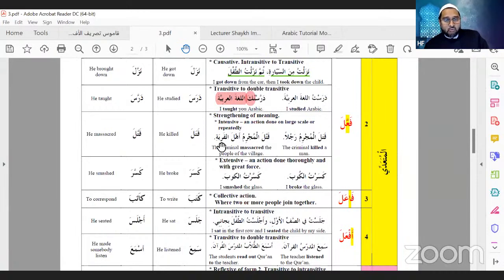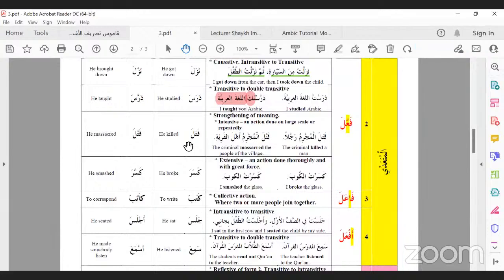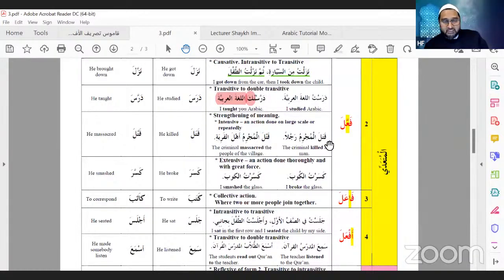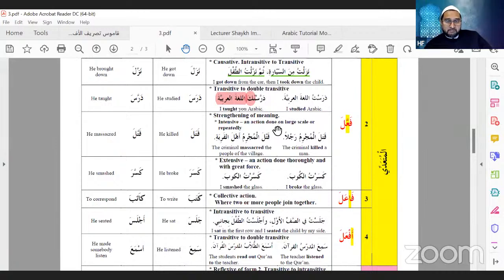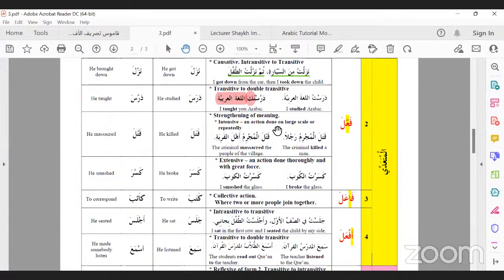So over here now, next one, qatala. He killed. And then qattala, he massacred. Let's do the translation now in Arabic. Read the Arabic text, translate, and then we understand. It says strengthening of the meaning, intensive, and action done on a large scale or repeatedly. Go ahead, Bismillah, read the Arabic, English as well, and explain. Strengthening of the meaning, intensive, and action done on a large scale or repeatedly.